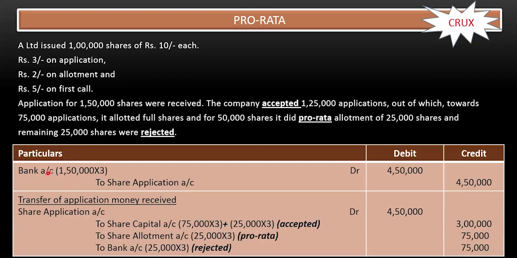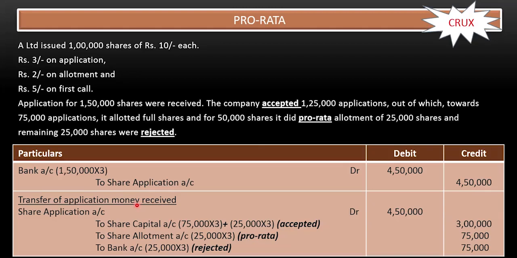First of all, let's receive the money, because we don't have any control over this. So how many applications did we receive? 1,50,000. What was the application money? Rupees 3. Therefore, we have received 4,50,000. And credit the liability, increase in liability, that is share application, 4,50,000. Now, how do we appropriate or apportion this 4,50,000?